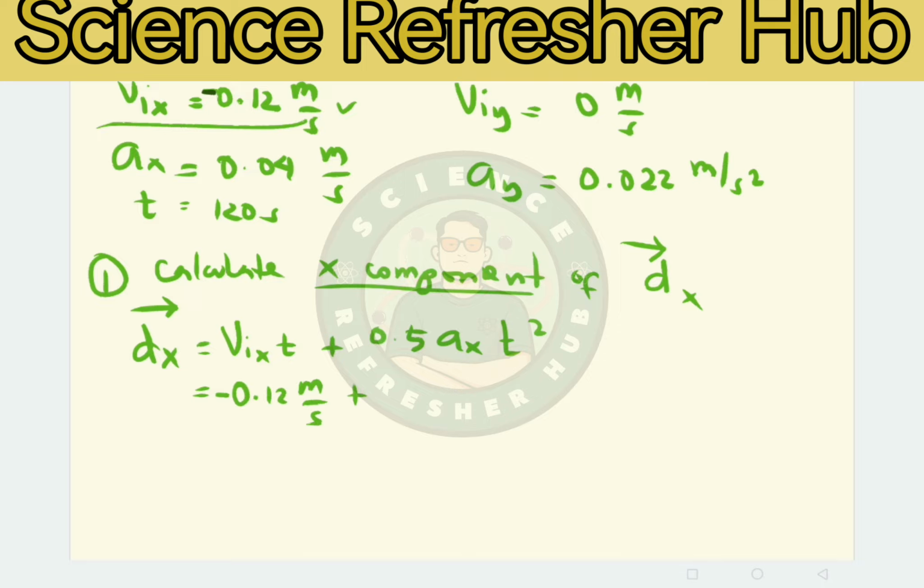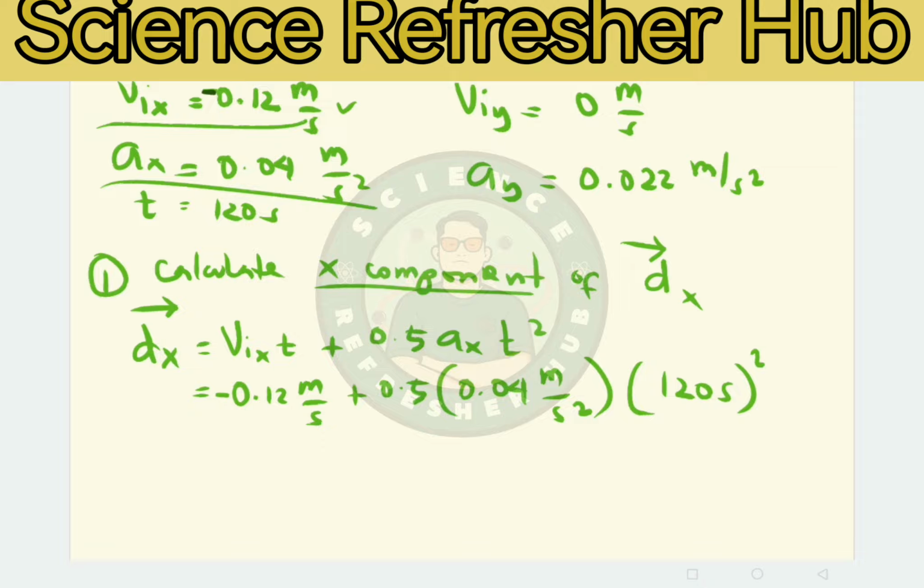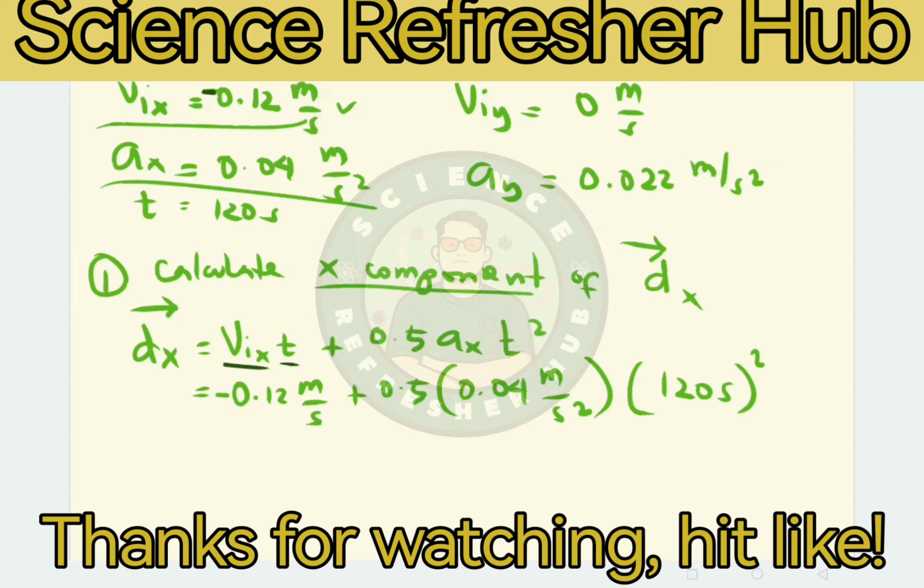Don't forget the negative here. 0.5, then the acceleration in the x, which is 0.04 meter per second squared, then multiplied by 120 seconds squared. I forgot to put 120 here. Vix, the initial velocity, and then we have the time, so we will multiply it by 120 seconds here.